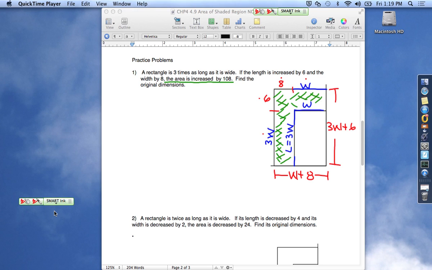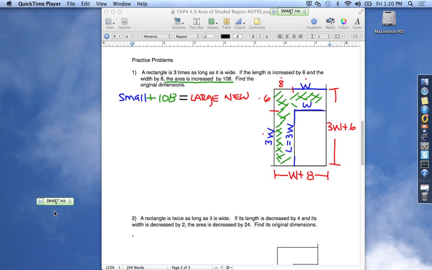The next thing to do, set up a verbal model to represent what's happening. And you have choices for doing this. I'm going to go with something simple like the small area plus the 108 increased growth units. That equals the larger new rectangle. And just keep the words simple so that you really do understand what's happening.